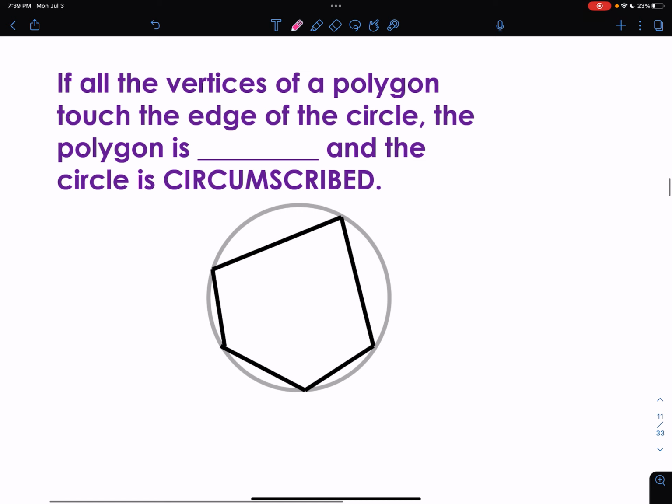All right, now we're going to take a look at some inscribed polygons. If all the vertices of a polygon touch the edge of the circle, meaning all the vertices are on the circumference of the circle, then the polygon is inscribed. So we see that each separate vertex of the polygon is its own inscribed angle, right? So sometimes we use special properties with these. Other times we just break them down into their separate inscribed angles.